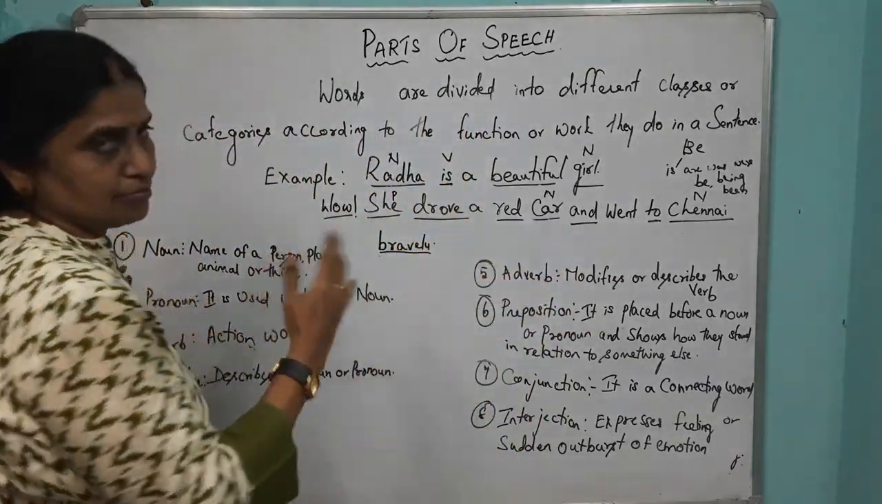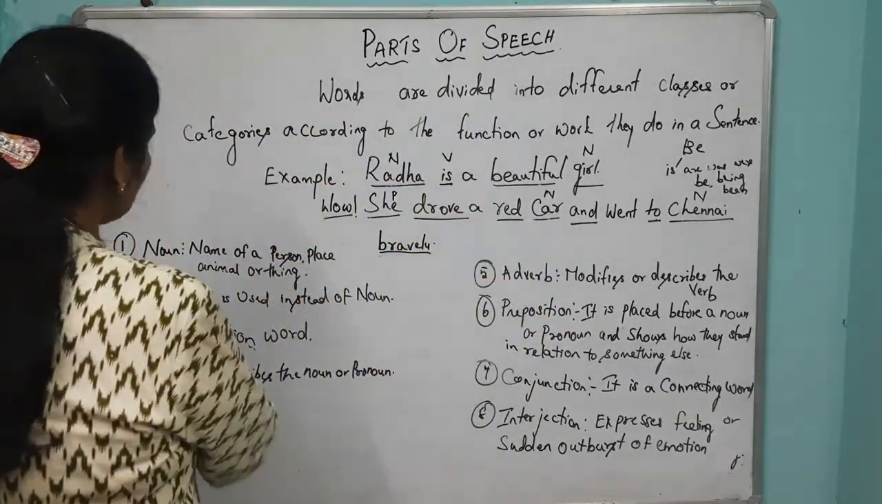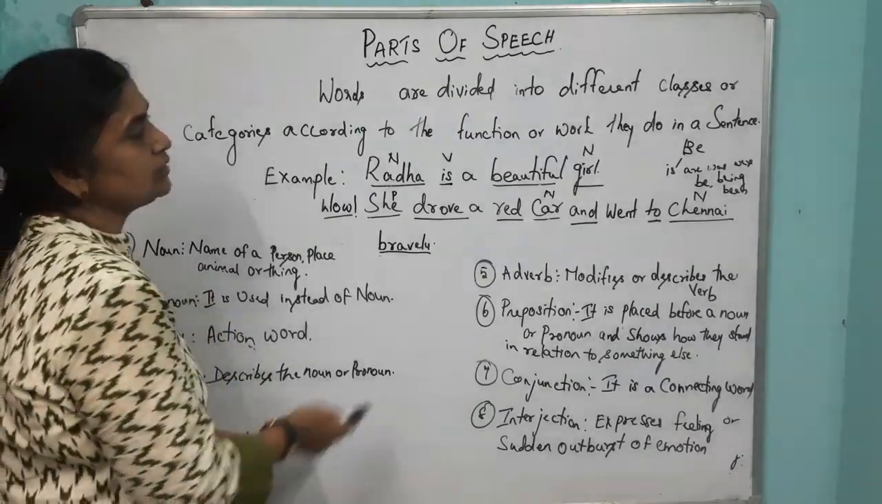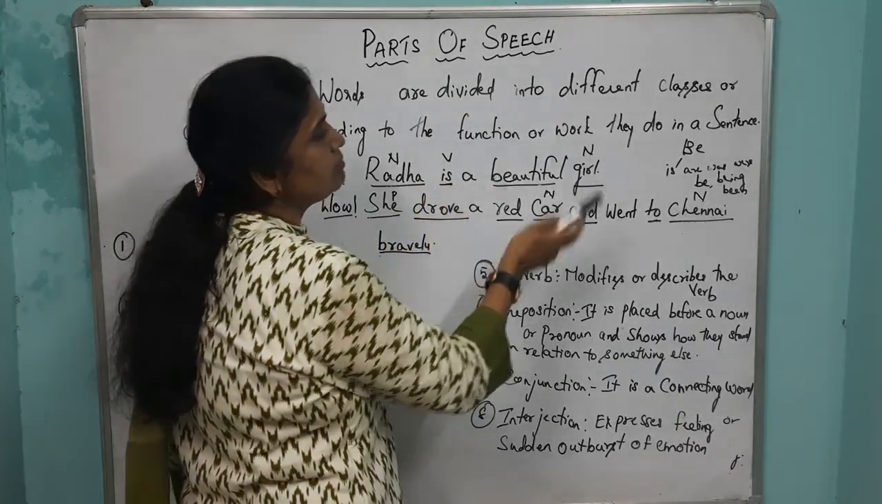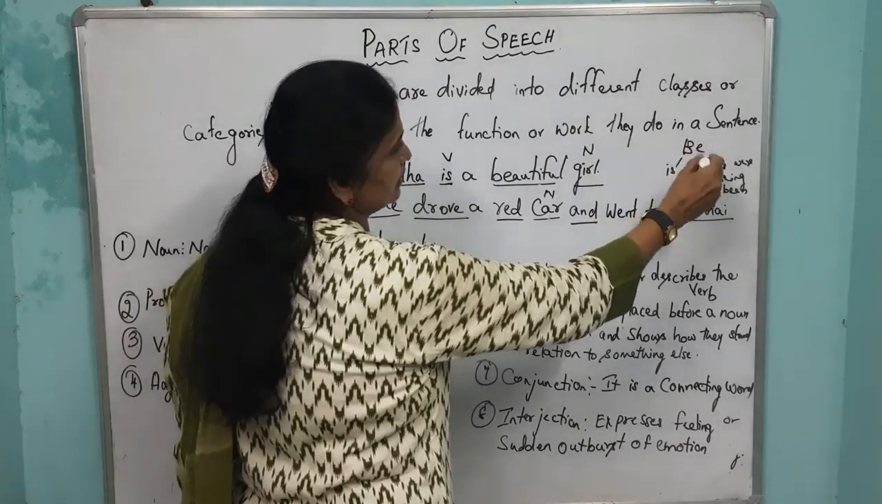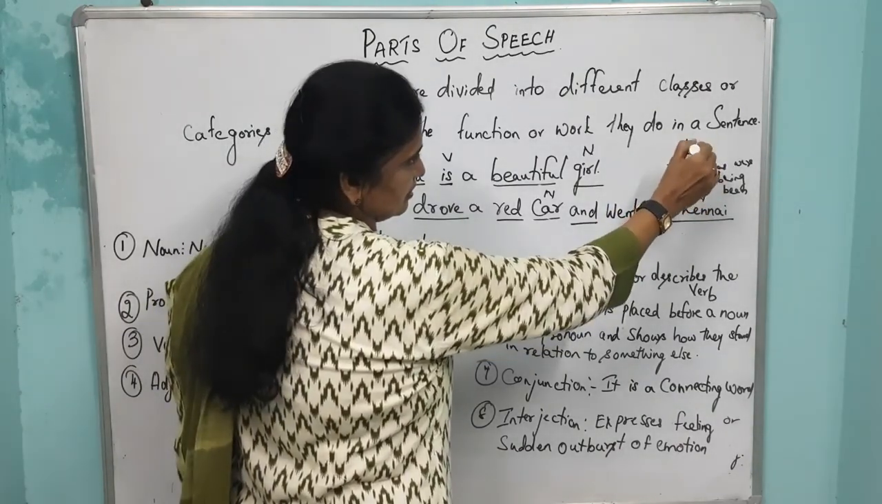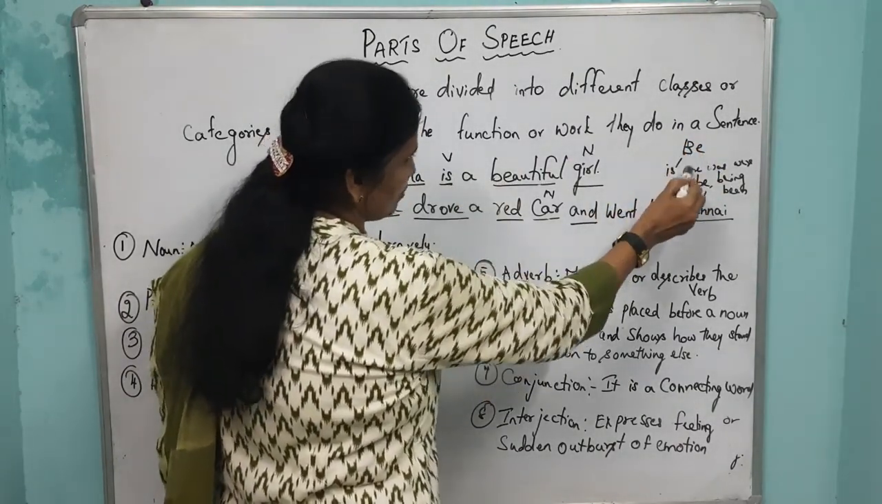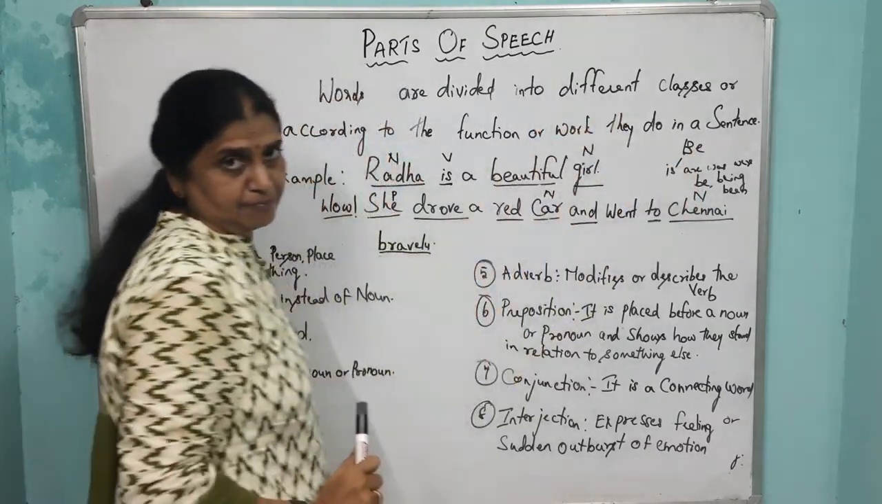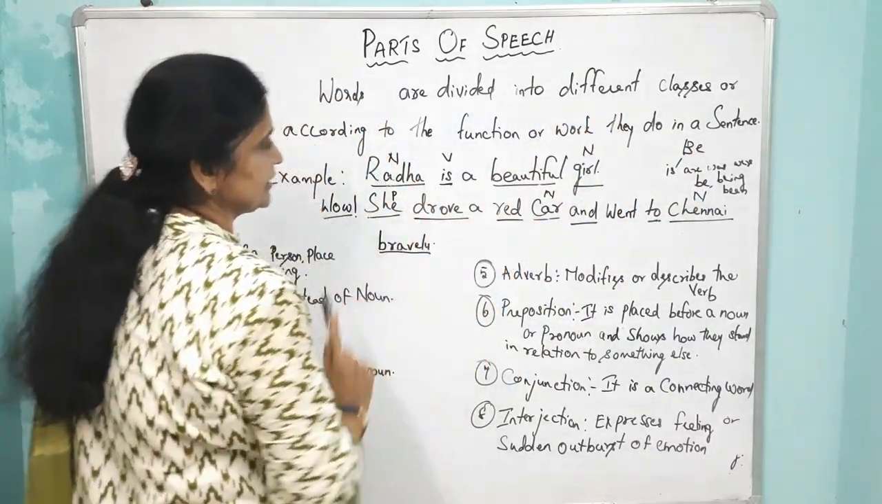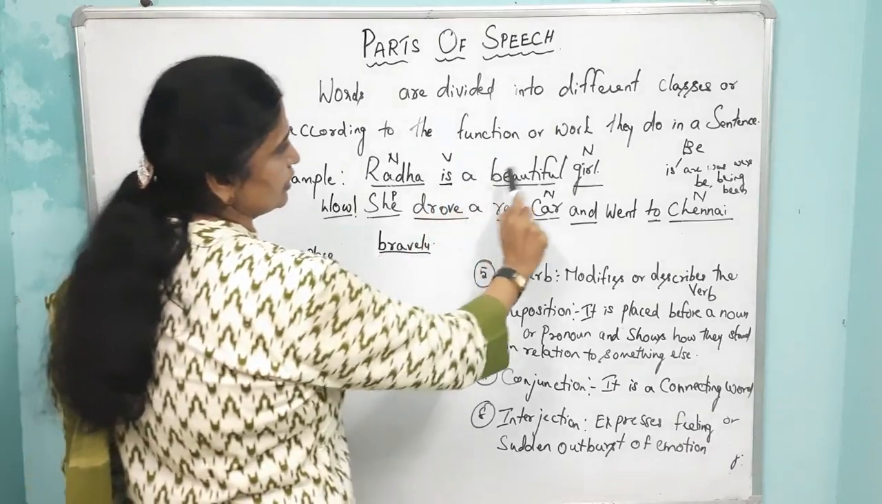Now let's get back to our work. Verb is an action word, and is is also a verb. As I told you, it comes under the category of the be form. It is a form of be. This I'll teach you in detail. So is is a verb here.